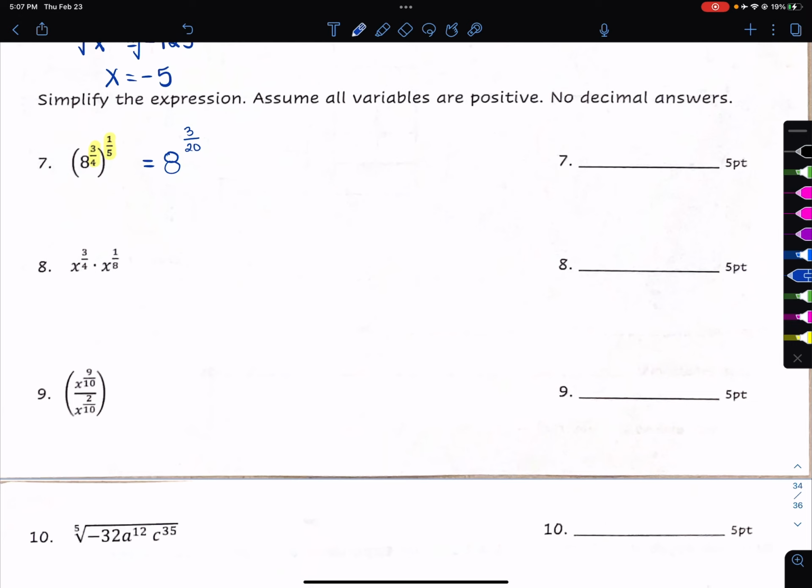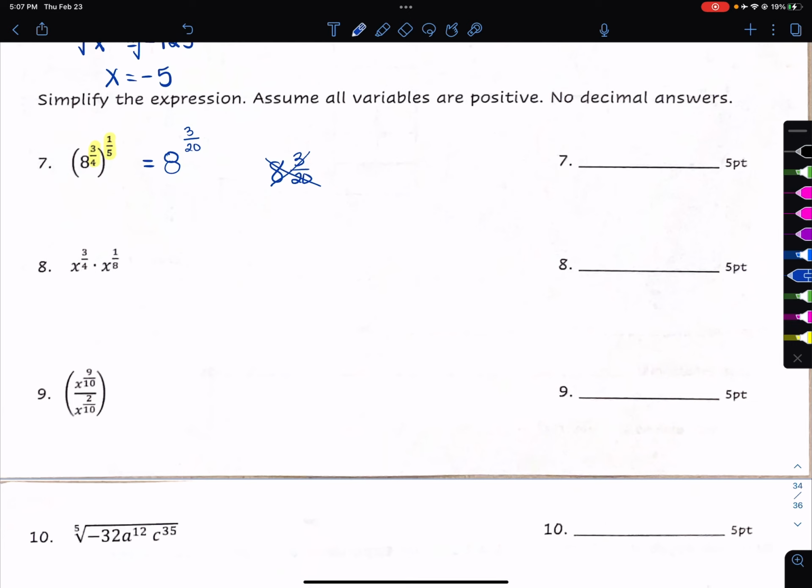Now, when you are writing this, do not write it like this. If you give me that, I will count that as wrong because that is 8 times 3/20. Okay, I am looking for 8 to the 3 over 20 power.